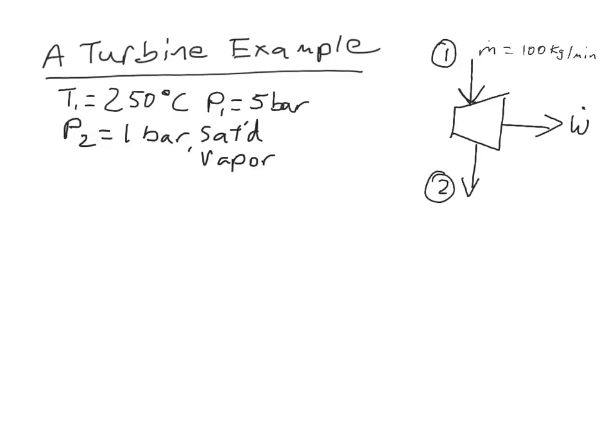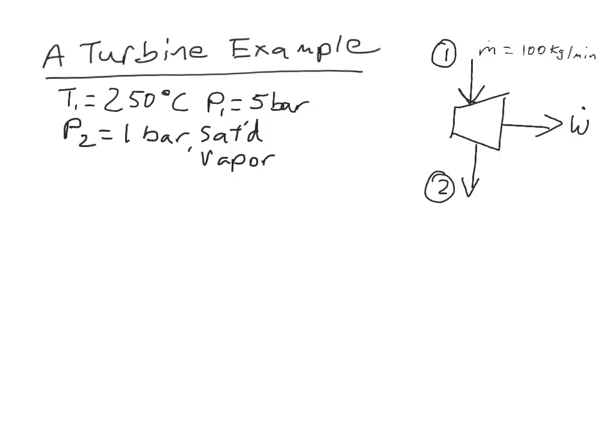So I want to go through an example of solving a turbine system to calculate the work coming out of a turbine. This is an example where we have steam, or water in vapor phase, coming in at 100 kilograms per minute. It enters the turbine, state 1, at a temperature of 250 degrees Celsius and a pressure of 5 bar. It exits right here at a pressure of 1 bar, and it's a saturated vapor. And we're asked to find out how much work we're producing from this turbine.